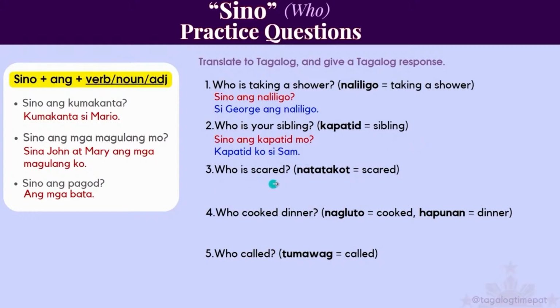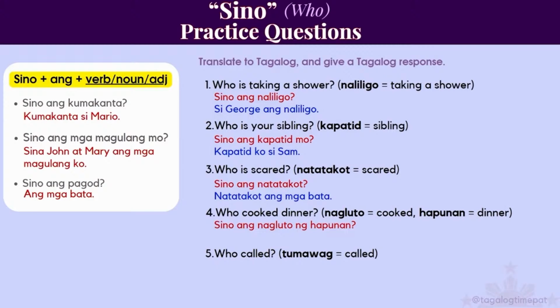Number 3, who is scared? Natatakot is scared. Sino ang natatakot? Who is scared? Natatakot ang mga bata. The kids are scared. Number 4, who cooked dinner? Nagluto is cooked, hapunan is dinner. Who cooked dinner is sino ang nagluto ng hapunan.